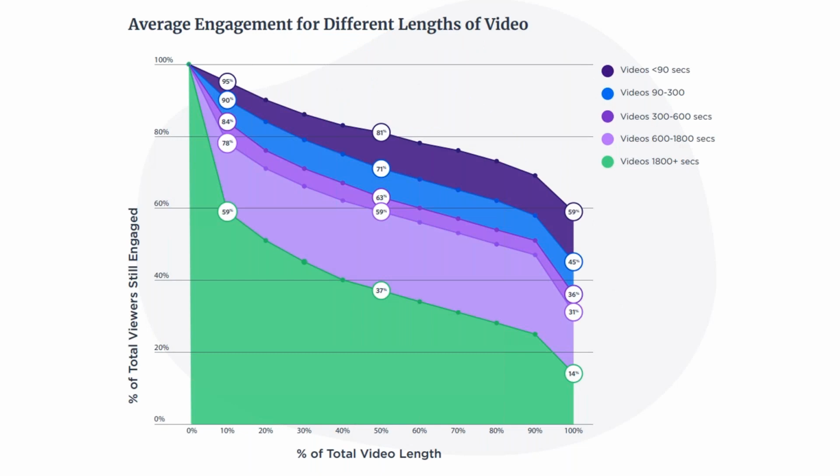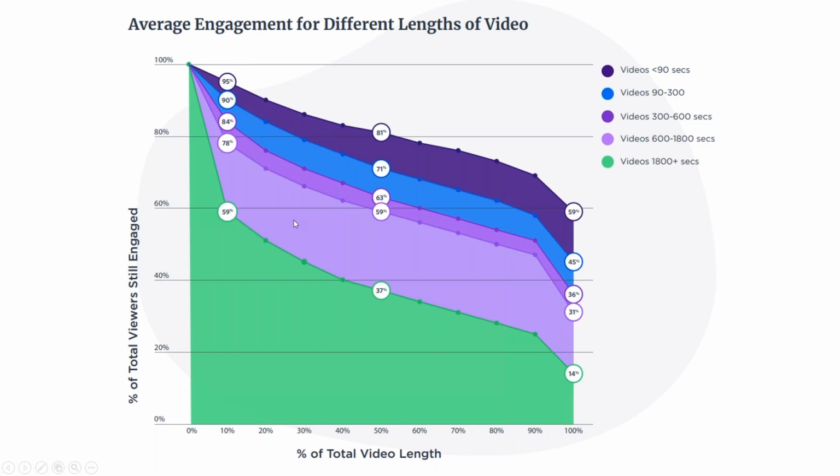Now, I know this is a lot of information, but let me go ahead and give you a breakdown as far as what's happening here. This chart shows you the average engagement for different lengths of video. So we have over here on the left-hand side, the percentage of total viewers still engaged with a video. So 100% of the viewers are engaged at the beginning of the video.